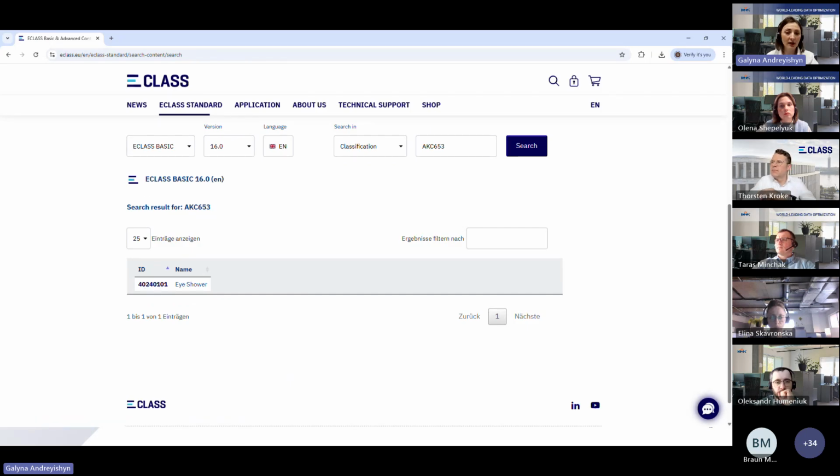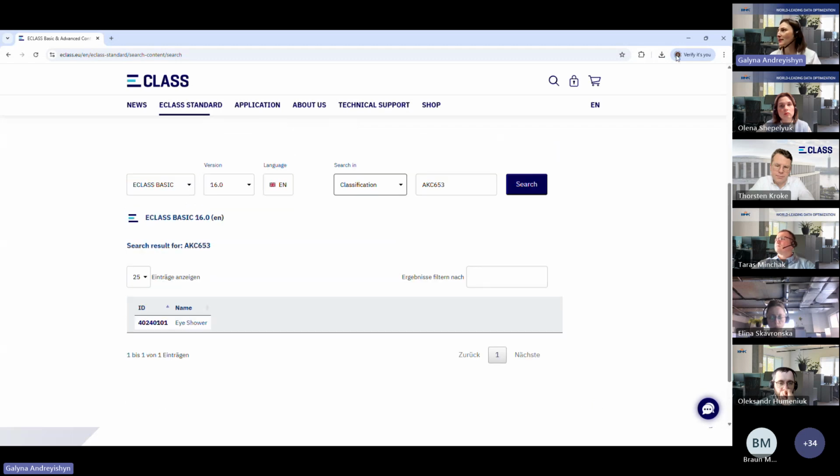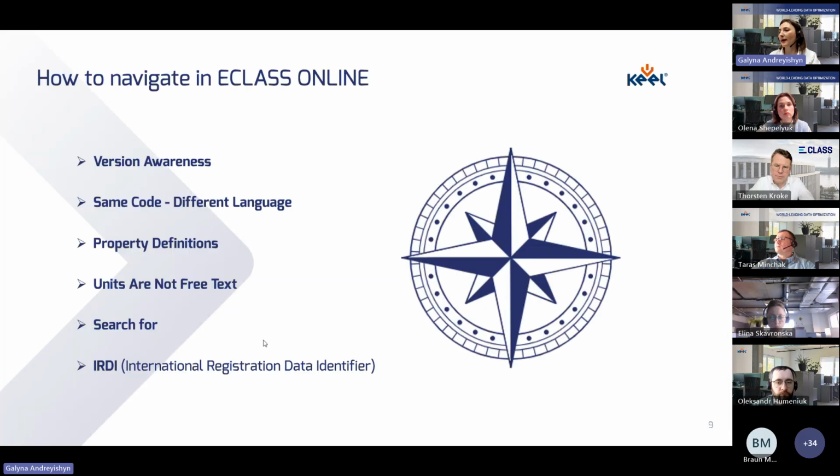The search function is available not only for classification classes, but also for properties. For properties, values, and units of measure. What makes it pretty useful, I would say. So let's get back to our presentation.